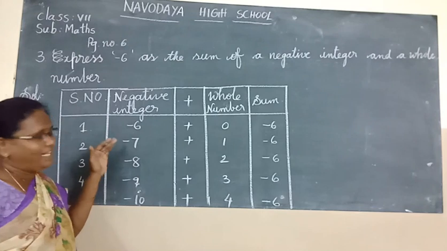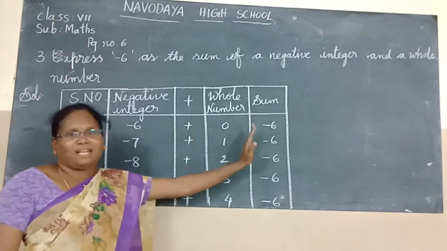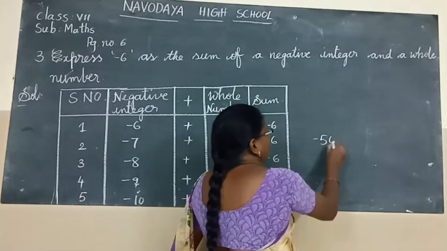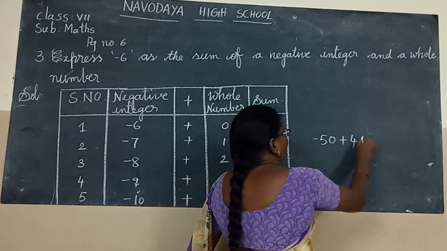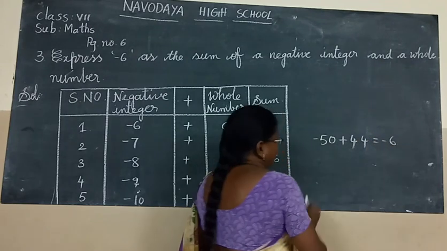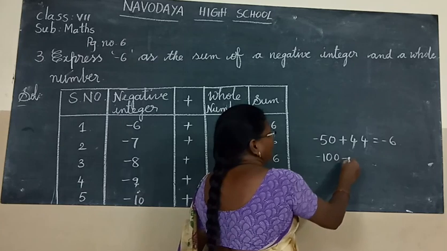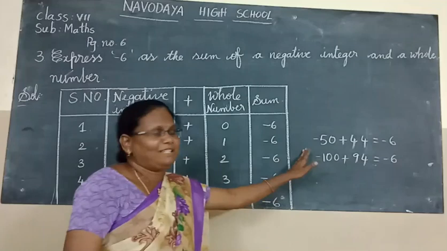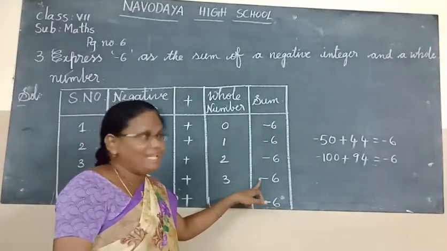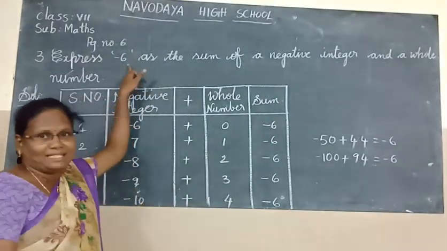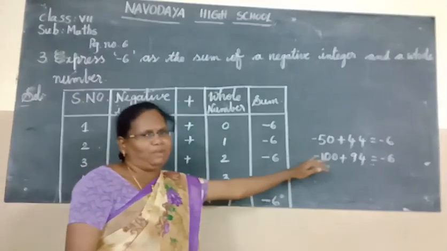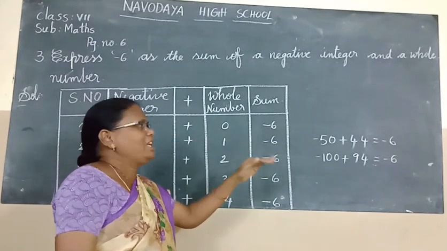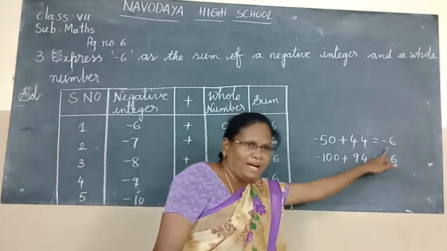If you want, you can take any number, but the answer is -6. I am giving some examples. -50 plus 44, how much is the answer? -6. -100 plus 94, how much is the answer? -6. You can take any number, but the answer is -6. What I asked is that the sum is -6. That is your wish, whichever number you take, not only 0, 1, 2, 3, 4. That is your choice.